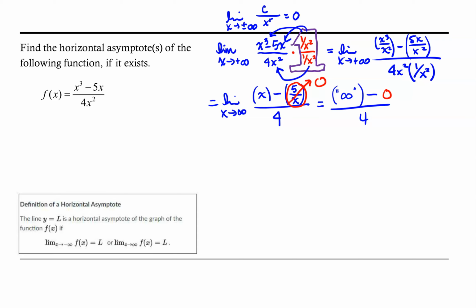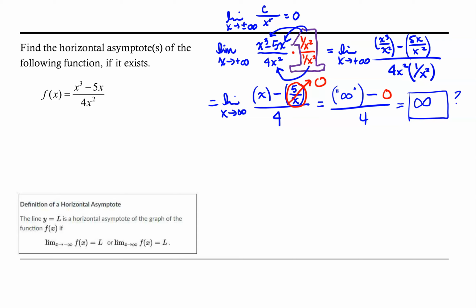So what does this equal? So my numerator is growing without bound. I'm subtracting nothing from it and then dividing by 4. So this quantity will continue to grow without bound. That dividing by 4 just slows it down a little bit. So the limit as we head to positive infinity is positive infinity. So we don't have a line y equals L. So headed out to positive infinity, there is no horizontal asymptote.